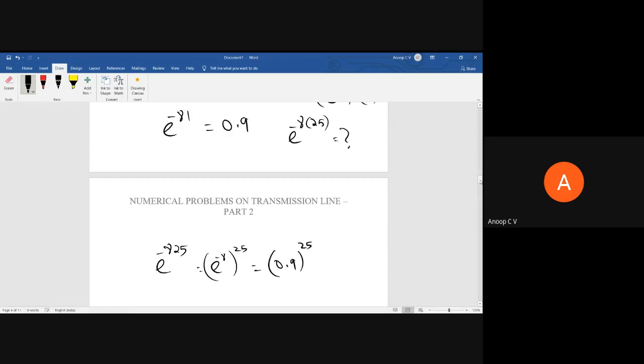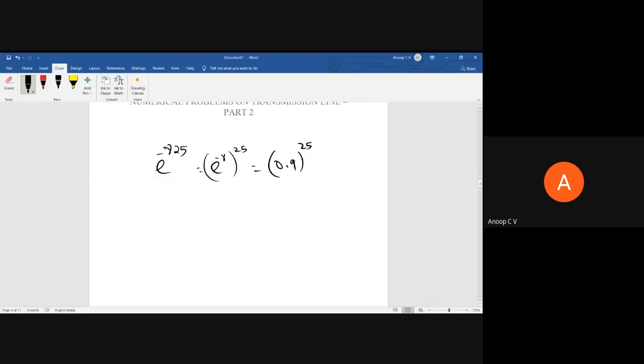So what I need to find is V of z equal to 25 kilometers. This is equal to 40 into e power minus gamma times 25, that is 40 into 0.9 to the power 25. So what is the answer? Can anyone find the answer for me, please? 40 into 0.9 to the power 25.